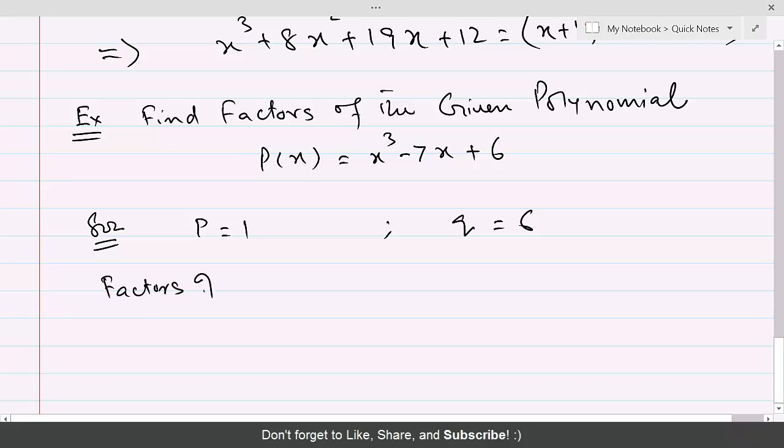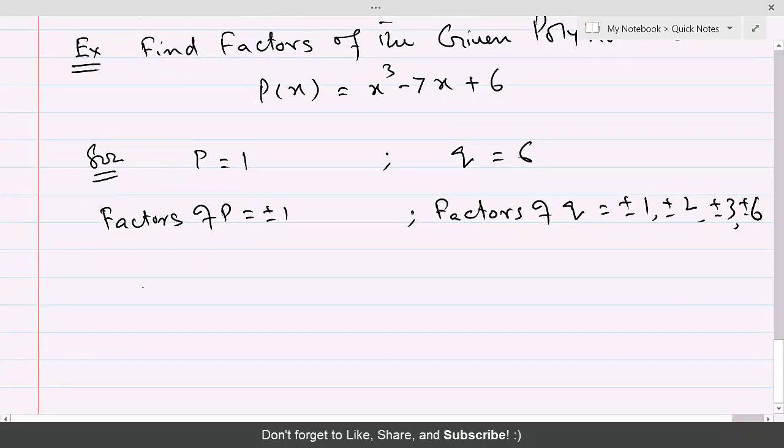p are only plus minus 1, and factors of q are plus minus 1, plus minus 2, all those numbers which divide 6 evenly, plus minus 3 and plus minus 6. Therefore, the ratios are all the values of plus minus q over plus minus p, which are, because p is equal to 1, only the values of q as the possible ratios. So plus minus 1, plus minus 2, plus minus 3, and plus minus 6.